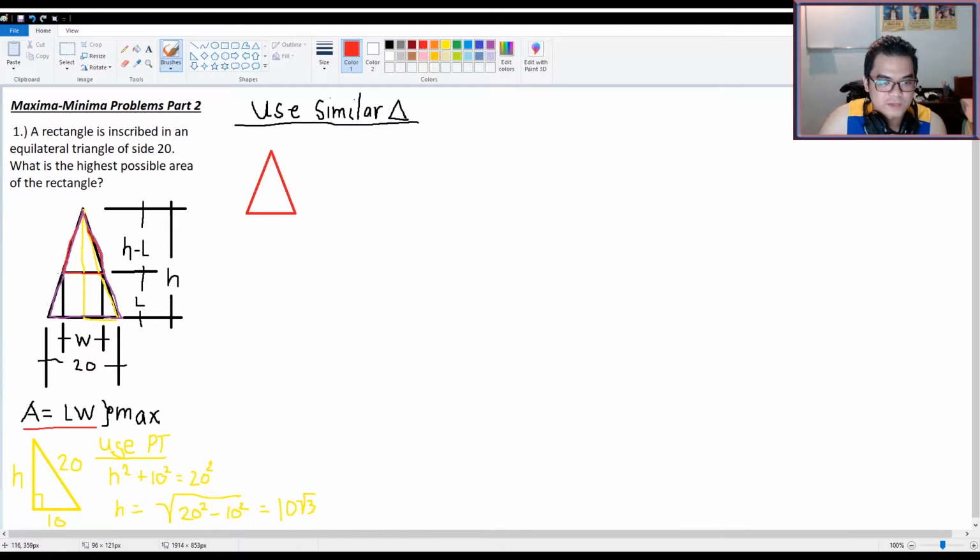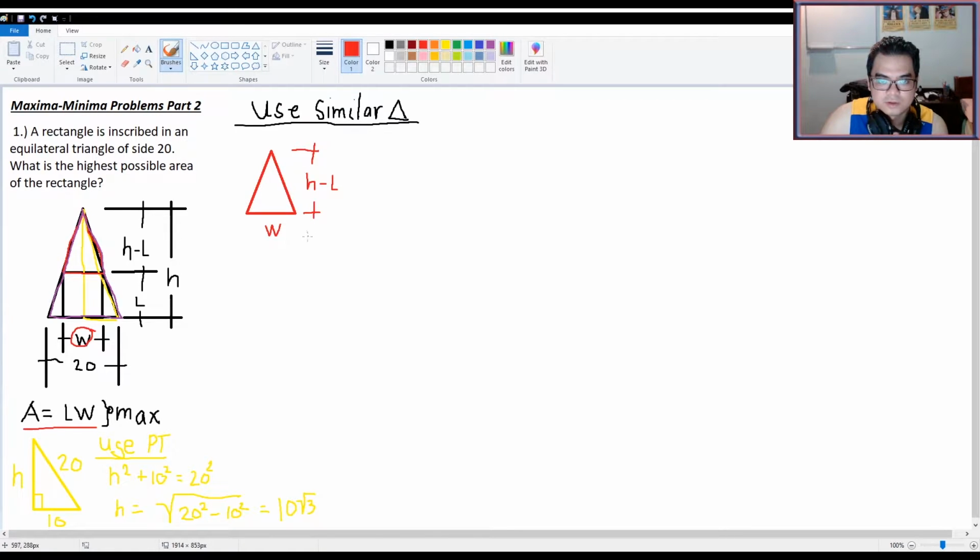Your base of that, the length of this one is also the width. So the bottom part will be your width, and the height, okay? And the height of that, okay? The height of this small triangle is h minus l.